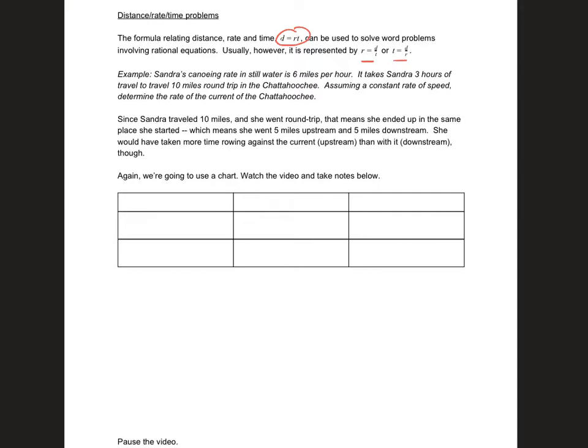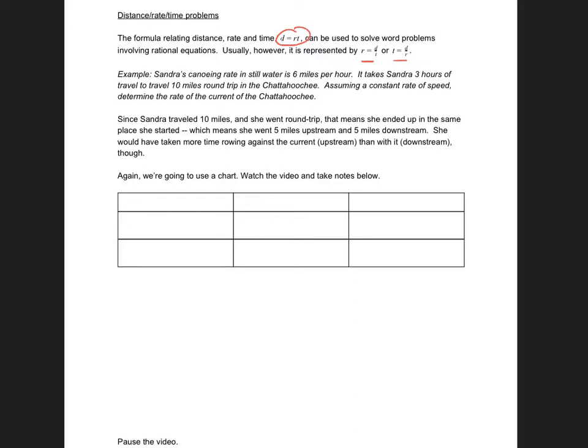So we have an example here where we have a lady named Sandra who is canoeing, and she can canoe in still water at 6 miles per hour. It takes her 3 hours to travel 10 miles round trip in the Chattahoochee, and assuming a constant rate of speed, determine the rate of the current of the Chattahoochee. So that constant rate of speed is the constant current, and she's also constantly rowing at 6 miles per hour in still water.